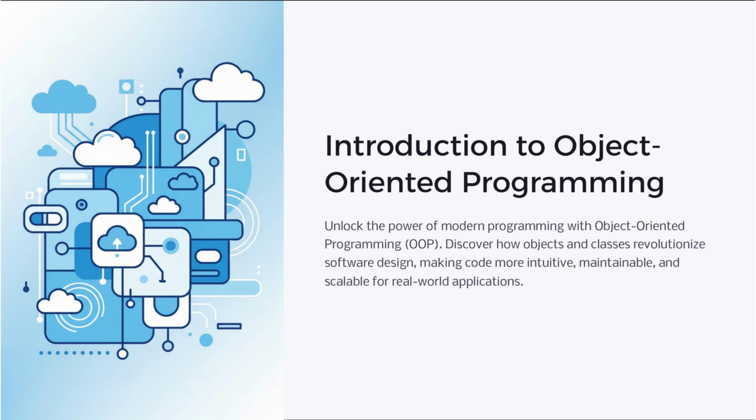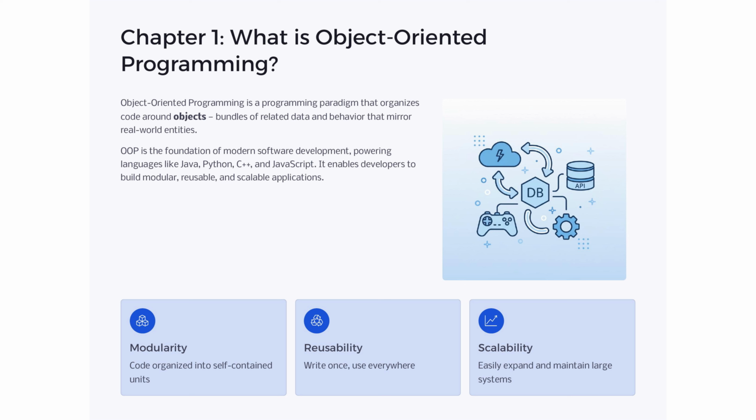Unlock the power of modern programming with Object-Oriented Programming, OOP. Discover how objects and classes revolutionize software design, making code more intuitive, maintainable, and scalable for real-world applications. Object-Oriented Programming, OOP, is a paradigm that structures code around objects, encapsulating data and behavior to reflect real-world entities.